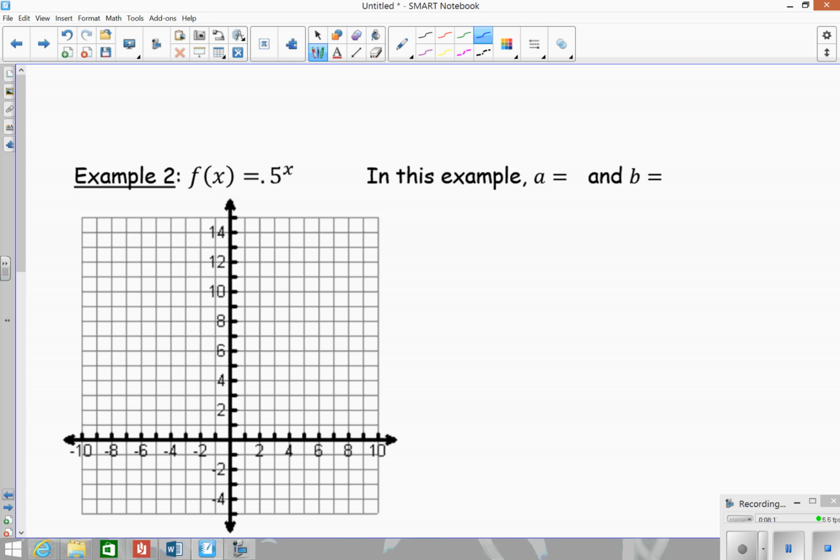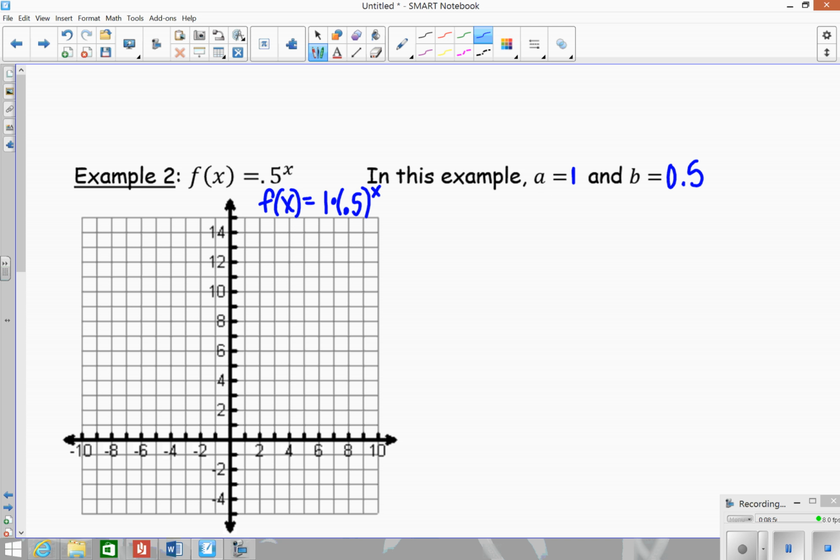So flip the page. The next example, if you look, let's identify a and b. So again, I could rewrite this as f of x equals 1 times 0.5, and I'm going to put that 0.5 in parentheses, and then to the x. So when I look at this, a is 1. So again, that y-intercept, or that starting value, is 1. And then b is 0.5. So this time b is not greater than 1. So that tells me it's not going to be a growth function right away. And like I said before, that y-intercept, that a value is 1.